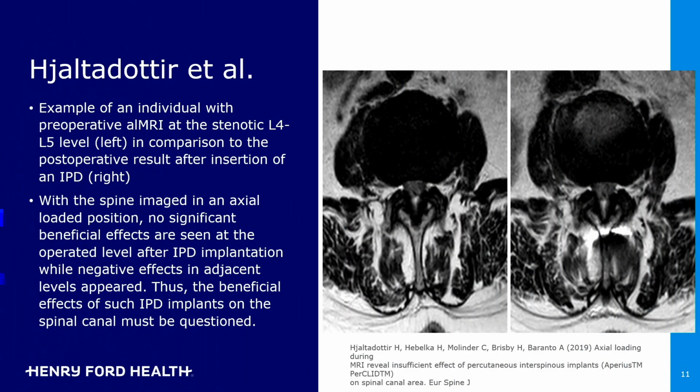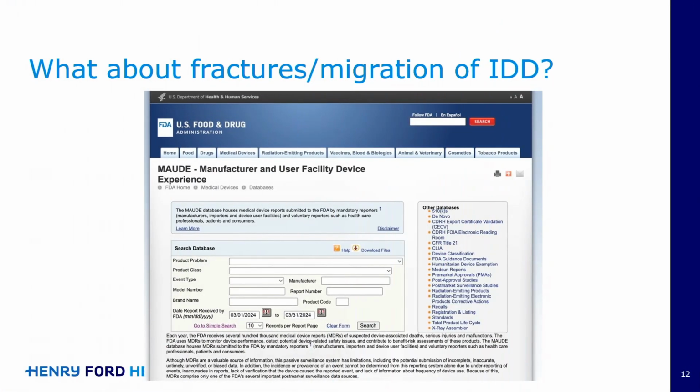And here's an example from the paper. You can see, preoperatively on the left side, that's a cross-sectional, an axial view on T2. On the right side, this is the same patient post-operatively. This is an axial MRI, and you can see there's really no discernible difference in the canal size after the interspinous device. And with that coupled with the changes you see in the adjacent segments, you really start questioning whether or not these distraction devices are efficacious.